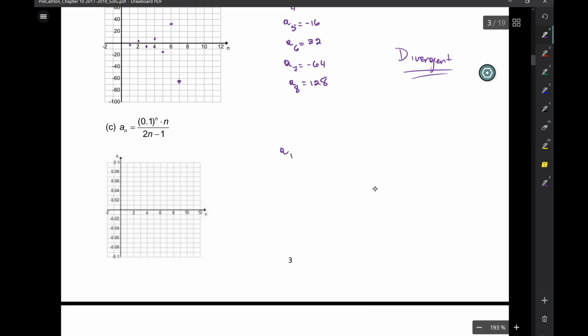All right, so here, A1 is 0.1. A2, 0.0067. We know this because we put all these in the calculator and we generated these numbers right now, right?